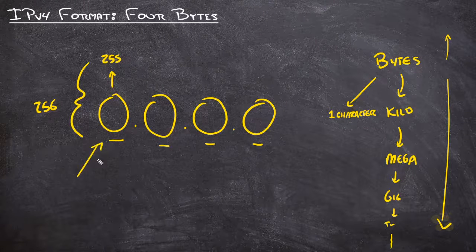Well, when it comes to numeric values, a computer with 1 byte of storage space can actually represent any value from 0 to 255.